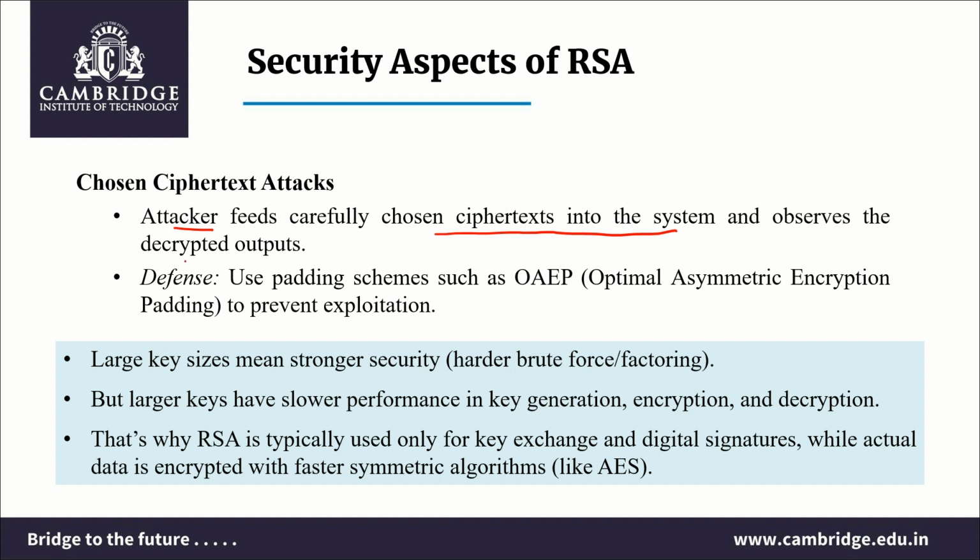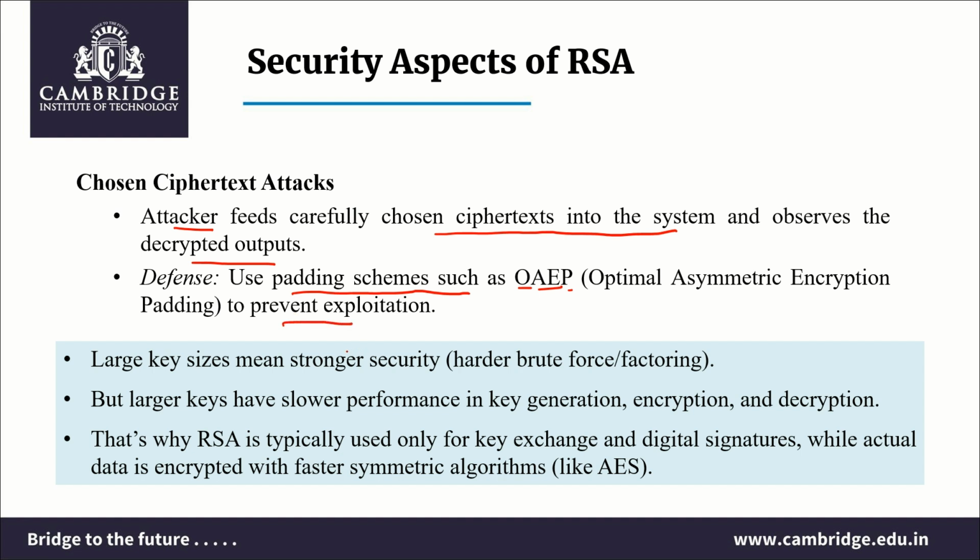Now he's going to observe the decrypted output, and then he's trying to obtain a relationship between that ciphertext and the output that he has obtained. So by careful observation of the relationship between the two, he's trying to retrieve the key out of it. So now what we can do for this is make use of a padding scheme, and one such padding scheme is optimal asymmetric encryption padding, which prevents exploitation against these kinds of attacks.